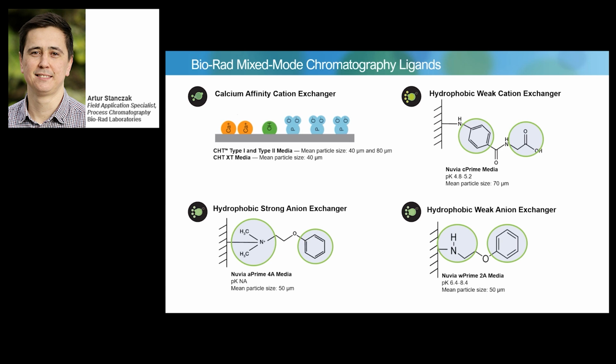It is best suited for polishing applications, and it's well known as a gold standard in removing aggregates. The second mixed mode resin I'd like to highlight is Nuvia C Prime. This resin combines cation exchange properties with hydrophobic interactions due to an aromatic ring present in its ligand structure. It is classified as a weak cation exchanger with a narrow pK range between pH 4.8 and 5.2. It has a 70 micrometer bead size and it's suitable for capture and intermediate purification steps.